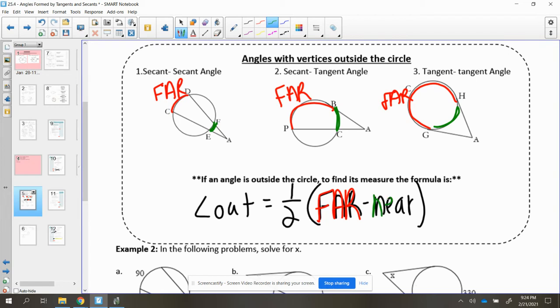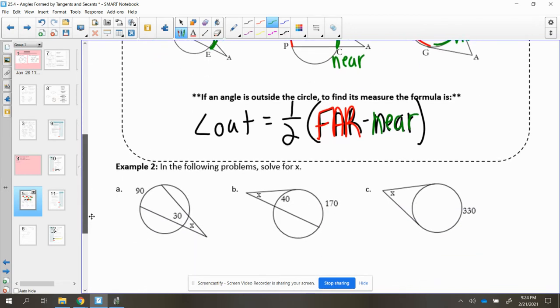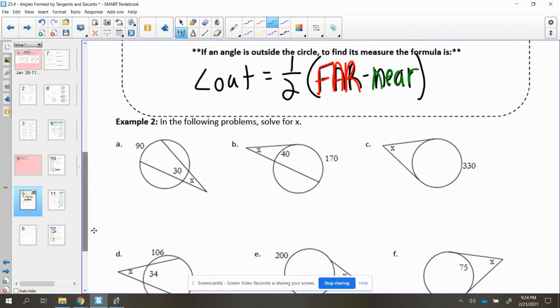Again, that's going to be our near arc, which is the smaller of the two values each time, because when you subtract, you need that angle to be a positive value. Okay, so that's why I wrote far with big letters, so we know that that's the bigger number as well. Okay, so let's look at some examples.